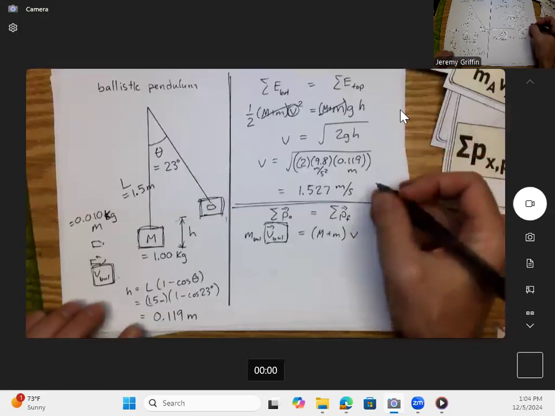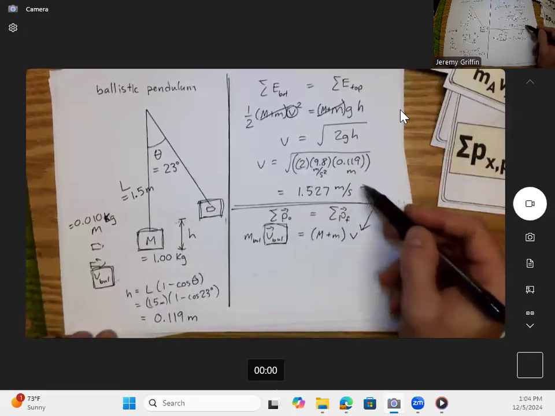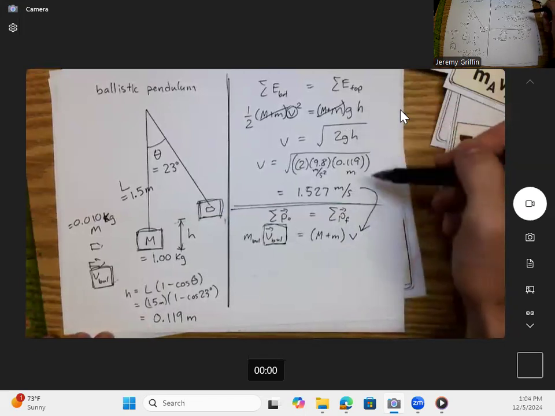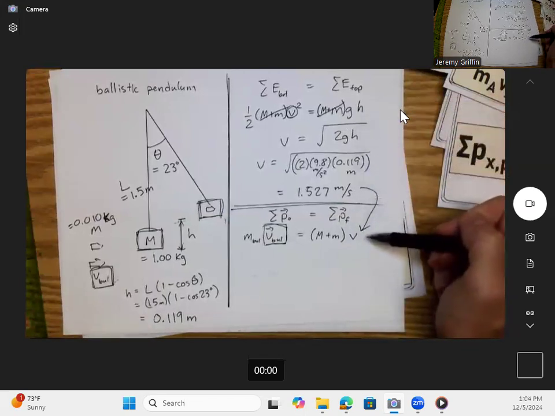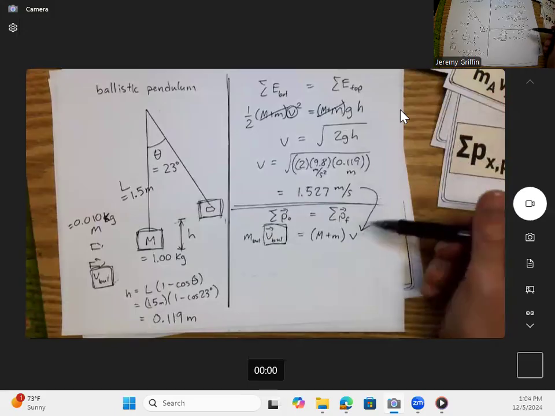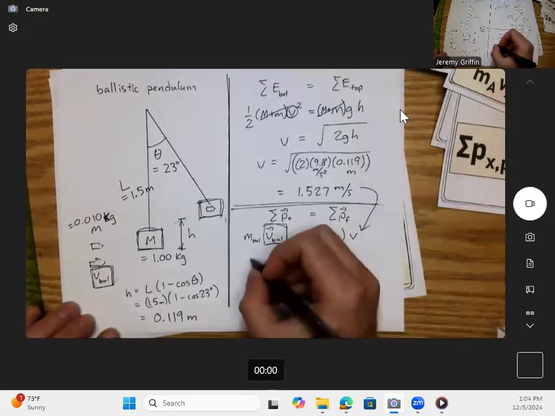1.527 meters per second. That goes right there. That's what we did all this energy stuff for, was to figure out after the collision how fast they were going. Okay, does that make sense? All right, and then let's put some numbers in here then.